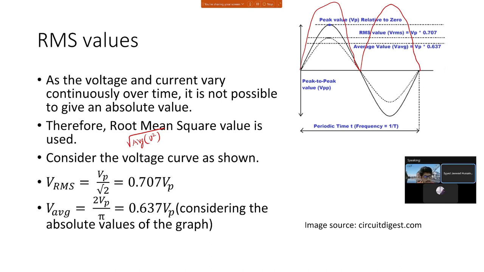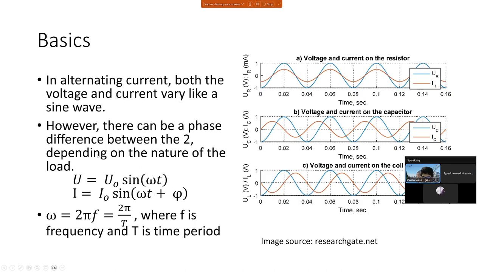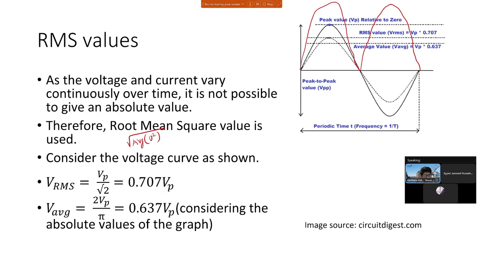This VP is peak voltage, right? Yes, it's peak voltage, that's the amplitude. So this U naught that you saw here is VP, peak voltage. And I naught is IP, right? For current, yes, similarly, and we will use RMS for current also.